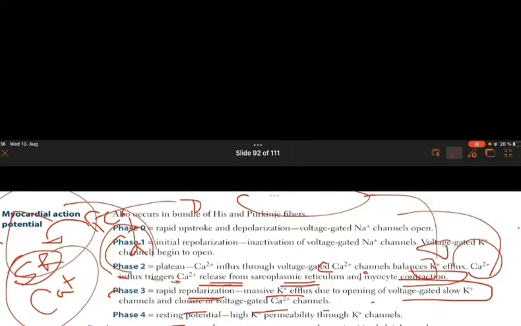Let's see how. Here you have the potassium going into the cell. You have this one here, the sodium and potassium pump. So the sodium will get out of the cell, and the potassium will be intracellular. This is at the end of the contraction, which is phase 4.